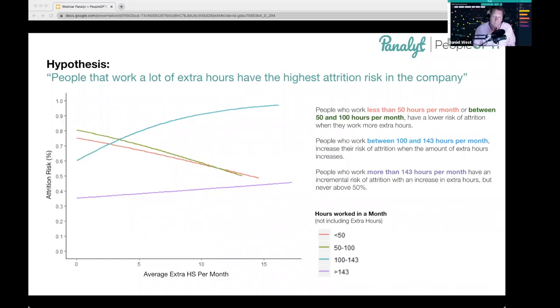we want to share with you an example of an insight. And this is an insight created based on a hypothesis. The hypothesis is a cultural belief of one of my clients: people that work a lot of extra hours have the highest attrition risk in the company. So one of the very interesting things that we did was to measure and segment the population of the company based on the amount of hours that people work in a month. And what was very interesting is that the patterns we created were very different among the different amounts of hours that people work. So there you can see the different behaviors related to the attrition risk of people.